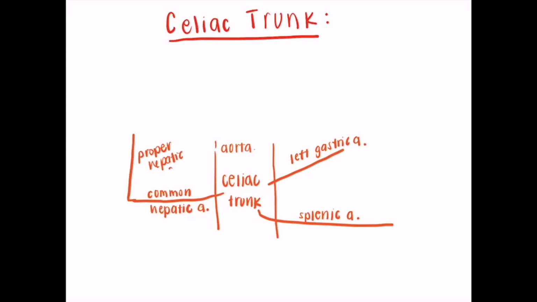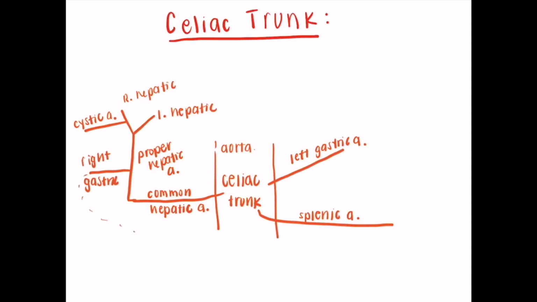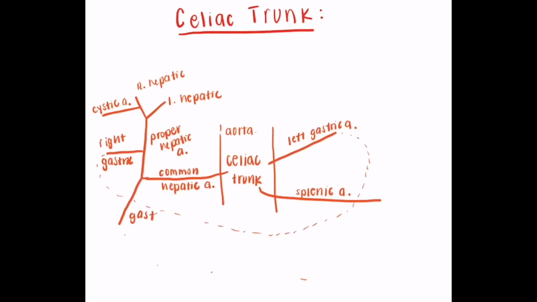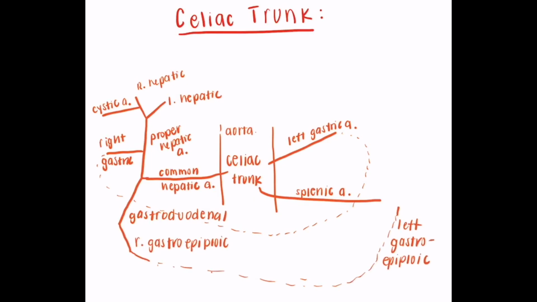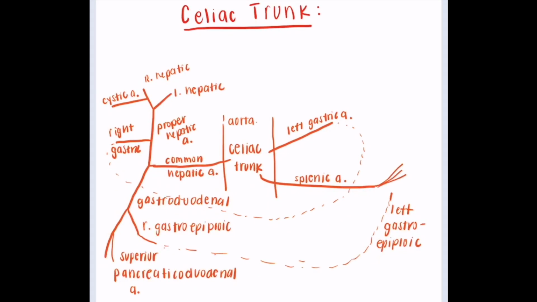First, off the common hepatic is the proper hepatic artery, and that splits into the right and left hepatic arteries. And off the right is the cystic artery, and there's also the right gastric artery, which anastomoses with the left gastric artery. Next is the gastroduodenal artery off the common hepatic, which splits into the right gastroepiploic and the superior pancreaticoduodenal. The splenic artery gives off the short gastric artery and the left gastroepiploic.